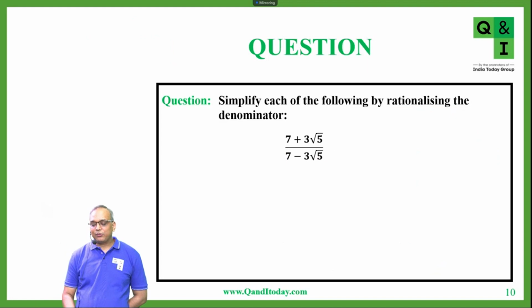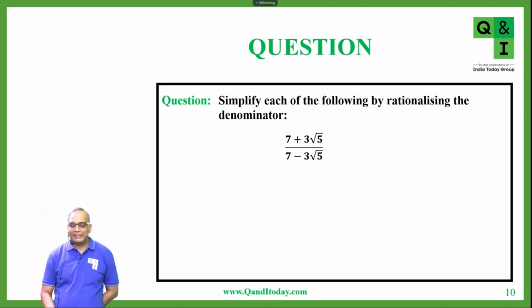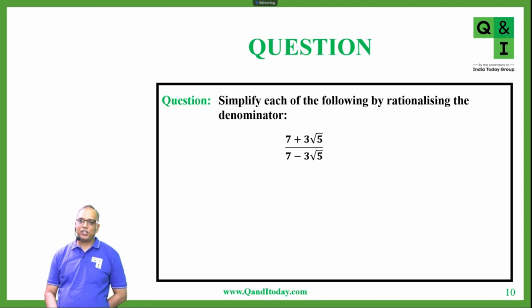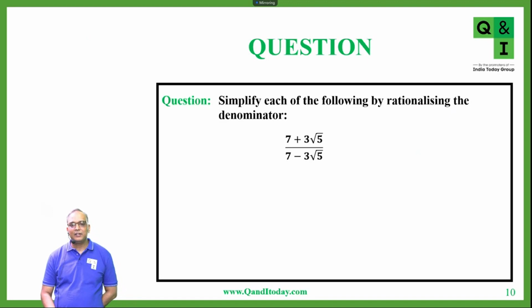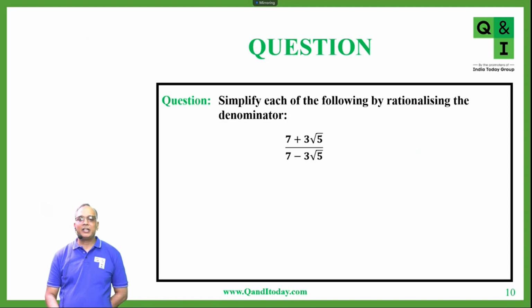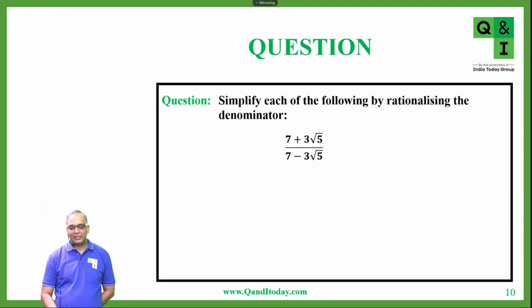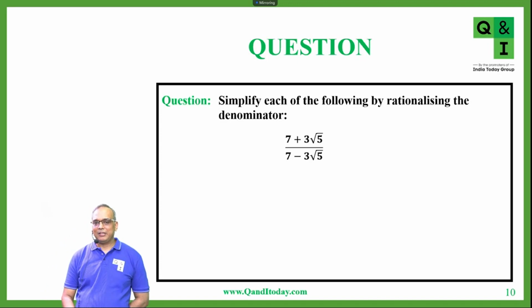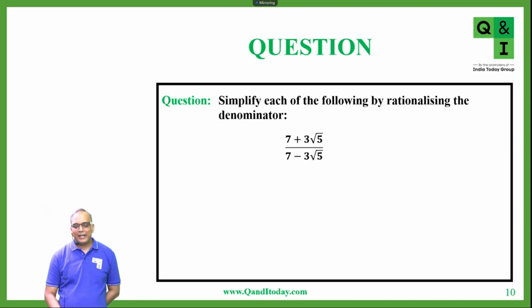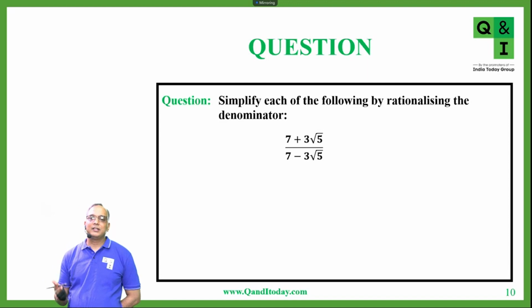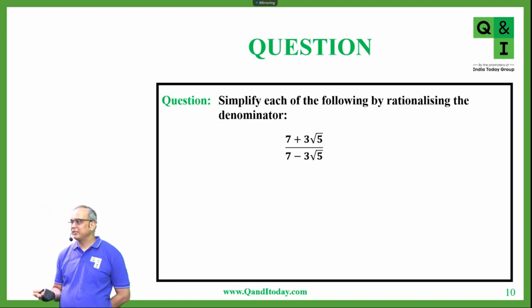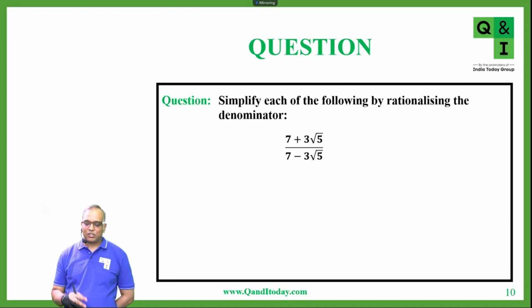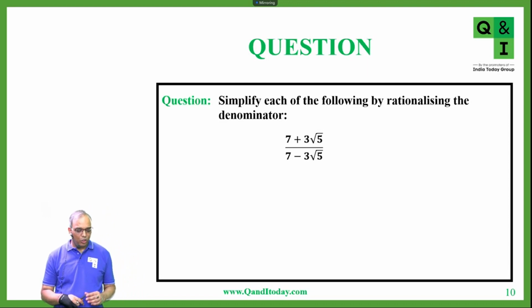So it's a similar question. You have to simplify this by rationalizing the denominator. The denominator is 7 minus 3 root 5. You will multiply both numerator and denominator by the conjugate of this denominator. The conjugate of 7 minus 3 root 5 is 7 plus 3 root 5. So you have to use that and multiply both numerator and denominator. Then try to convert this irrational number in the denominator into a rational number. That's how you will rationalize the denominator. So solve it and tell me the answer.